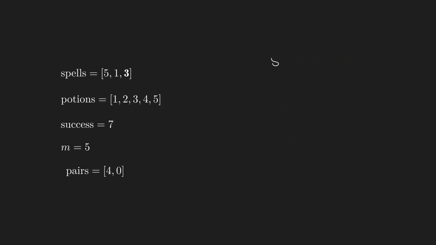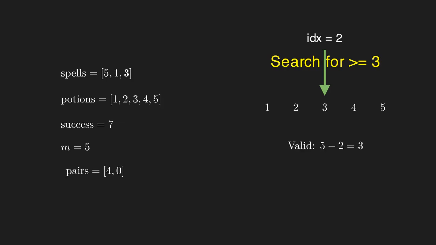We search for 3 in the potions array. The bisect left function finds the first instance of 3 at index 2. The number of successful potions is the total length, 5, minus the index, 2. 5 minus 2 is 3. We append 3 to our results. Our loop is complete, and we return the final array, 4, 0, 3.